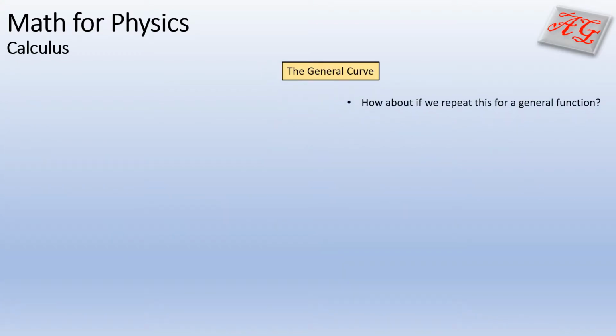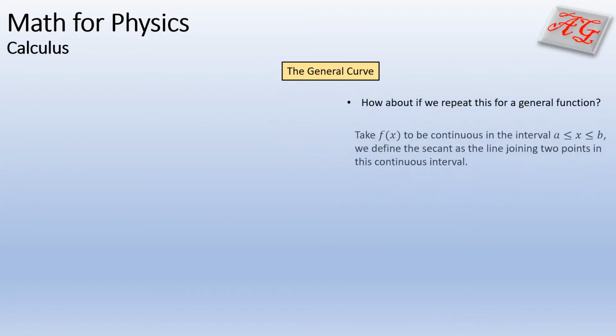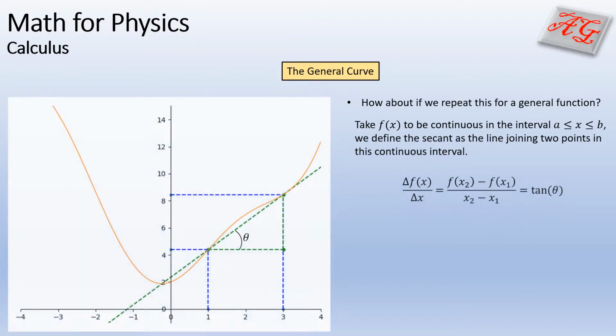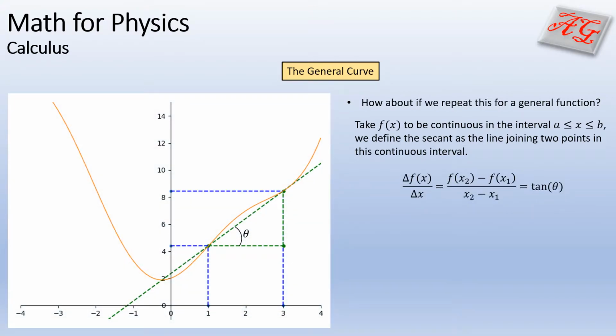So how about if we have a general function? So assume that the function f(x) is continuous in an interval a ≤ x ≤ b. And we define the secant as the line joining 2 points in this continuous interval, where delta f over delta x is the tangent of the angle that is shown. So let's start with the points relatively far from each other. As you can see, this line clearly crosses 2 points.